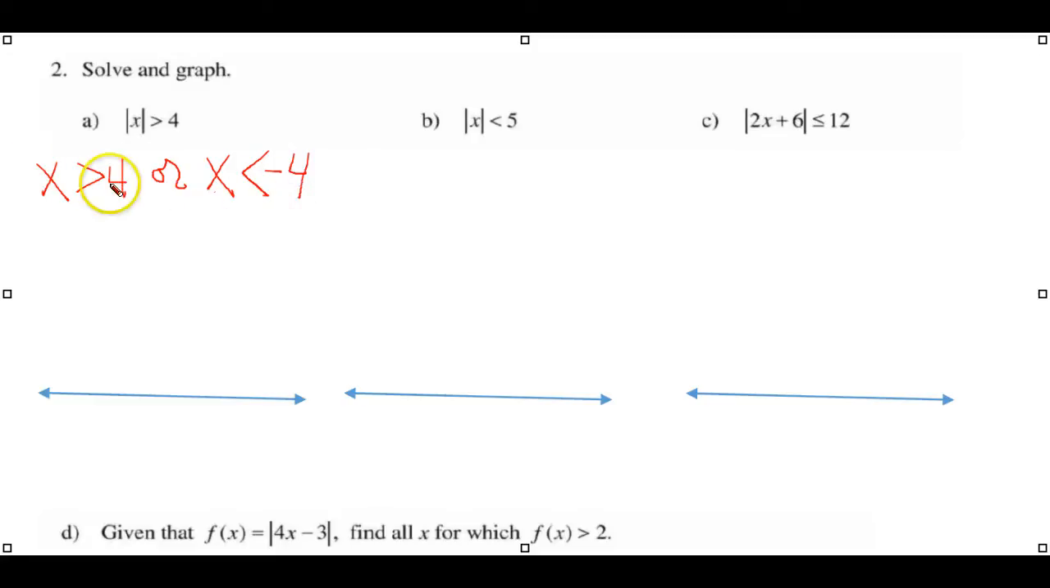And let's graph this. And we have here a negative 4. And we have here a positive 4. So when we graph this, x is greater than 4. It's a parenthesis going in this direction. And x is less than a negative 4 would be a parenthesis going in this direction.